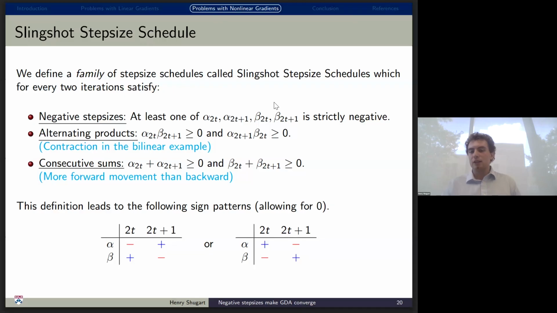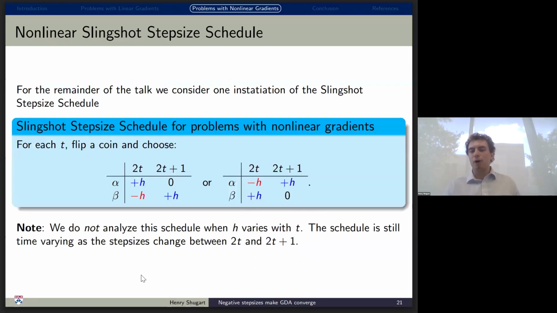This definition is going to lead to step size sign patterns that mirror the sign patterns I showed you previously for the linear slingshot step size schedule, where either the X player or the Y player is taking a backward step on each iteration, and then they flip-flop on the next iteration. We're going to focus on one specific instance of the slingshot step size schedule, what we call the slingshot step size schedule for problems with nonlinear gradients.